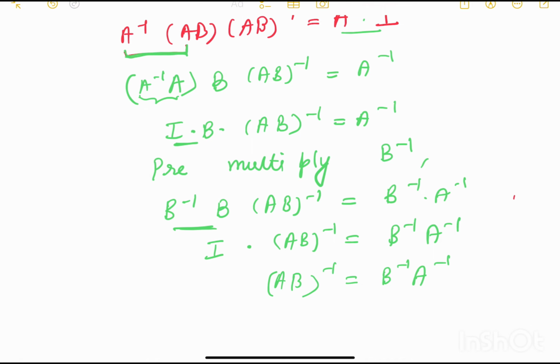So this was the theorem. Now in the coming sessions, we will discuss one question based on how to find the inverse of a 2 cross 2 matrix and for a 3 cross 3 matrix. Then we will conclude this topic, matrices.